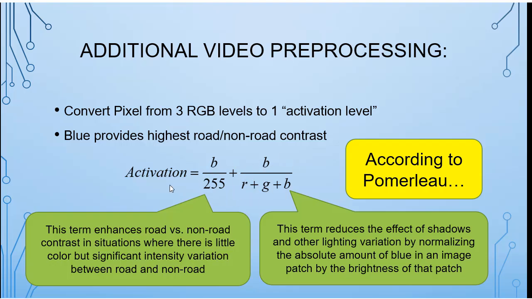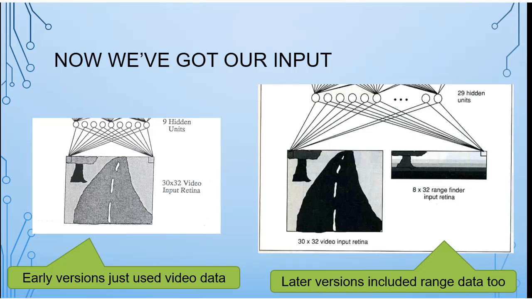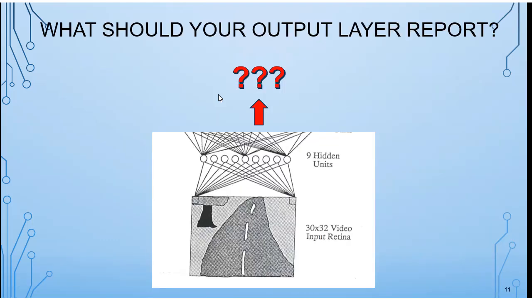So we've got our input, and he decided he was going to use 9 hidden units. The more advanced system used 29 hidden units. And what should your output layer report? Similarly to what we were doing with our number detector, where each output unit gave a sort of confidence level as to what number we saw, the ALVINN system did steering wheel angle. Am I turning my steering wheel sharp to the left, sharp to the right, straight ahead?